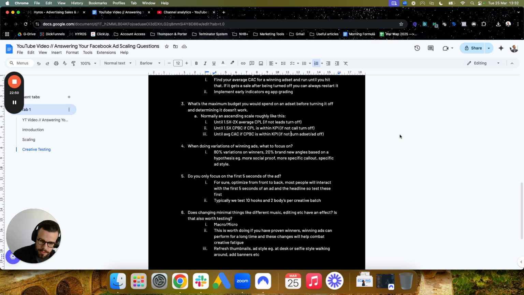Then you launch it, measure it against the result that you expected, and create a conclusion: that it worked or didn't work for X reason. Then you create a new hypothesis and it goes round and around, and that's what you should do for the 20% of brand new angles. Obviously for the variations, it's going to be similar. If we add a new banner or a new thumbnail, it's going to increase the CTR. This is the effect it should have.